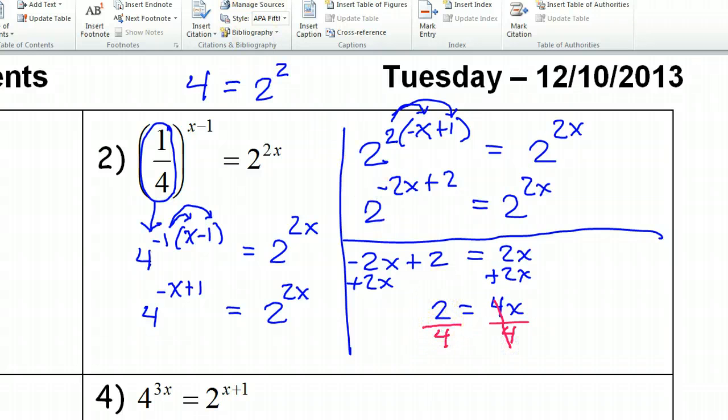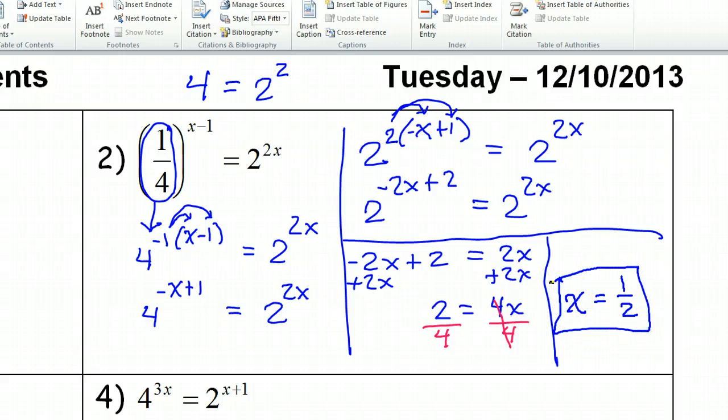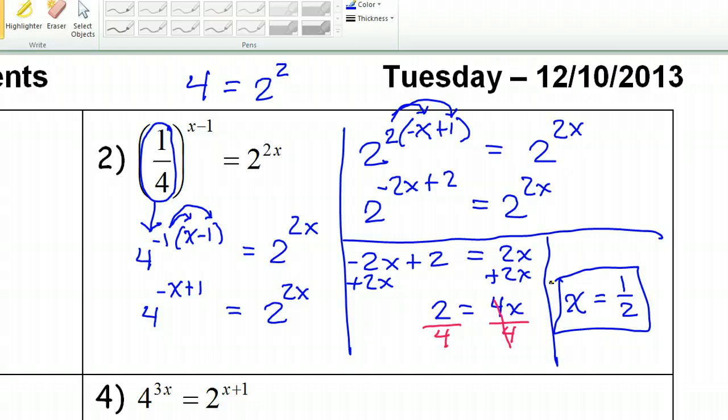2 over 4 is 1/2. So that gives me x is equal to 1/2. All right, and that's the answer to number 2.